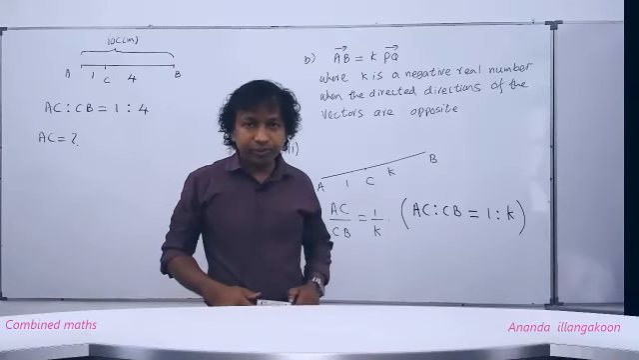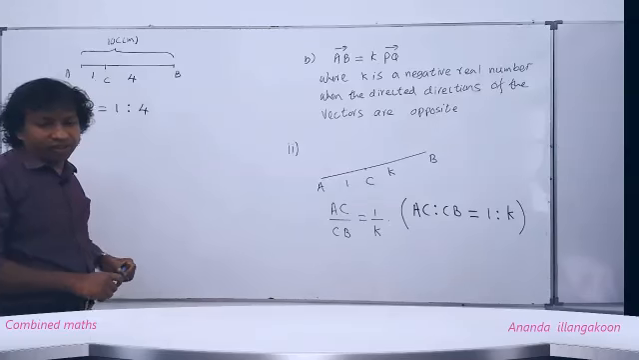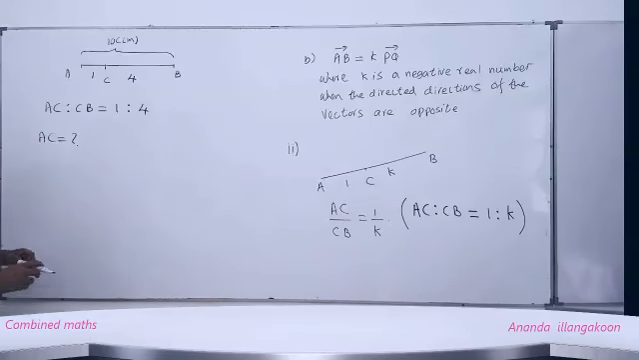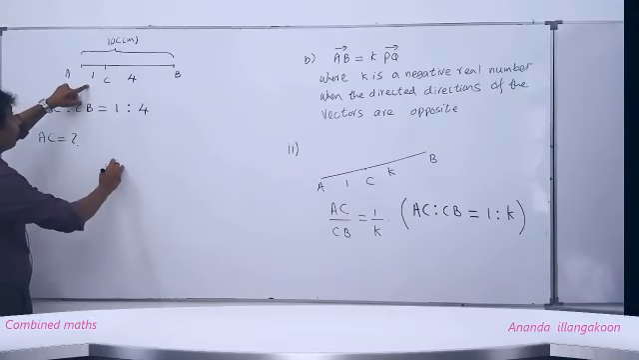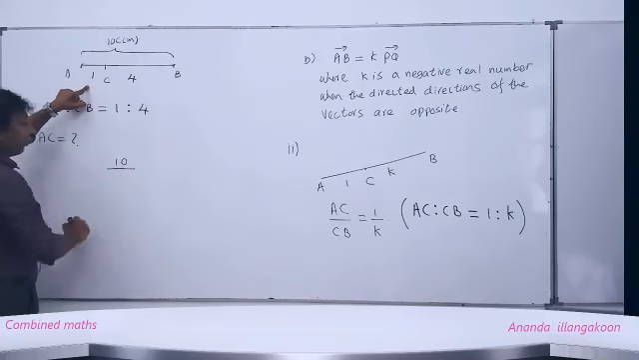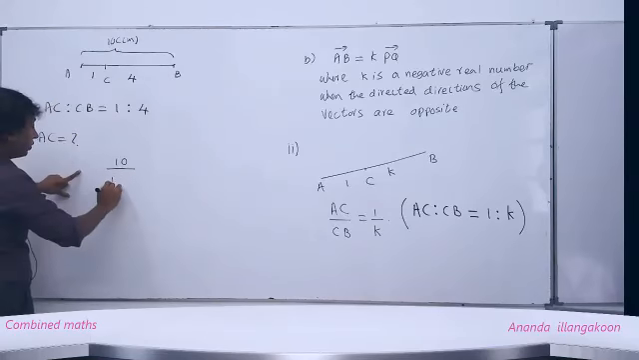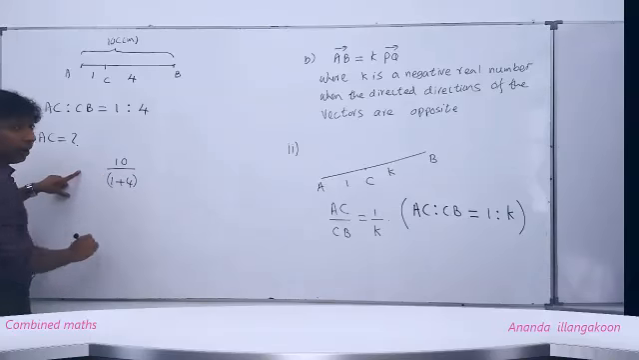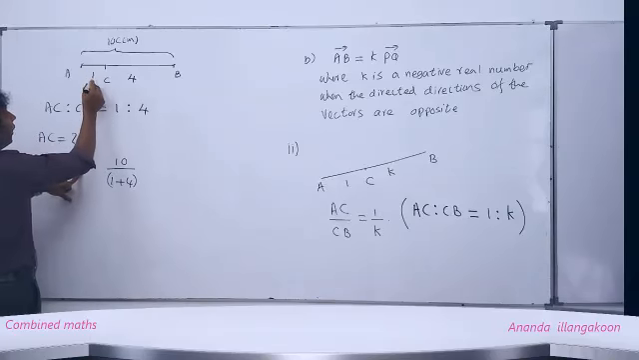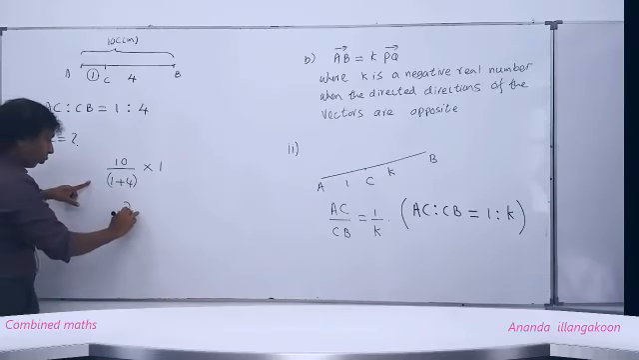Yeah, can somebody give me this answer? How to take this AC length? First, this whole length AB, 10 centimeters, we divide by the sum of the ratios 1 plus 4. And we need this length AC, no? That AC length corresponds to ratio value 1, so we have to multiply by 1. 10 divided by 5 is 2. 2 into 1 is 2.